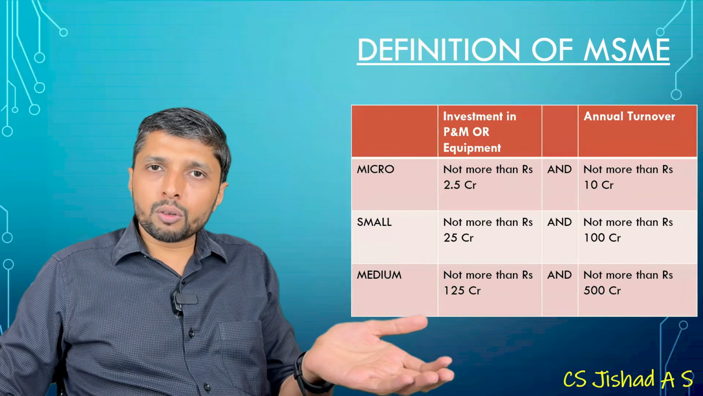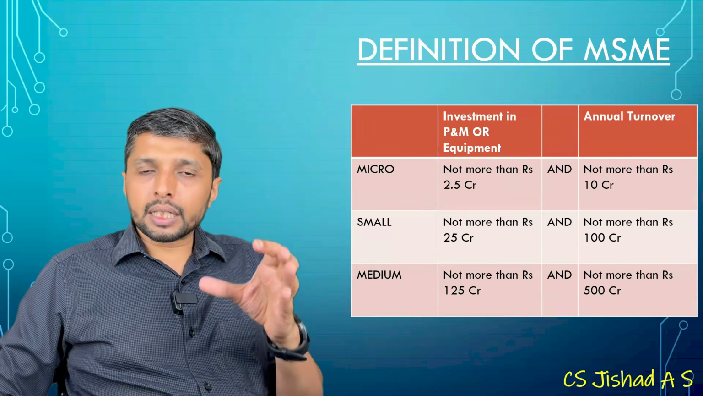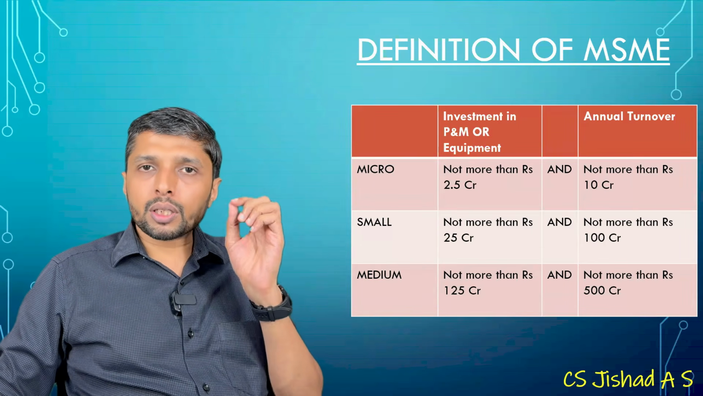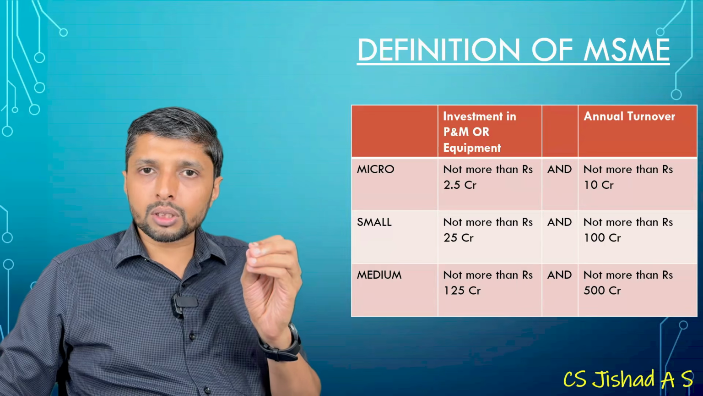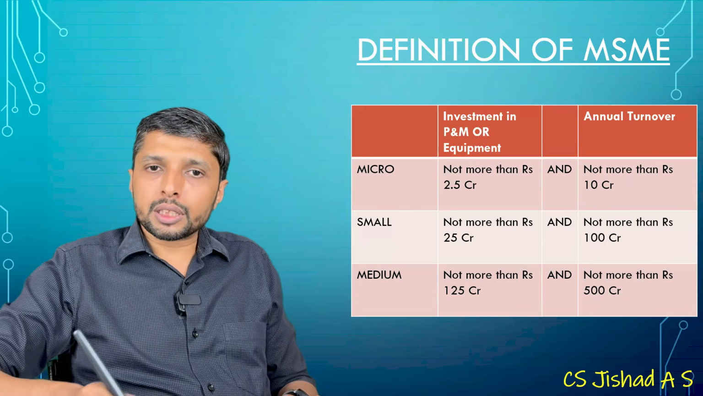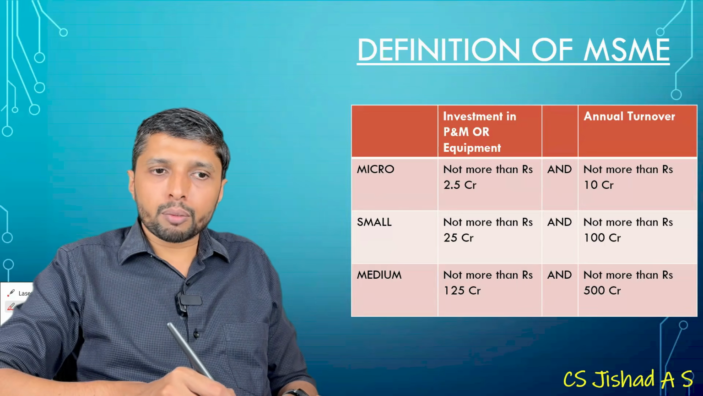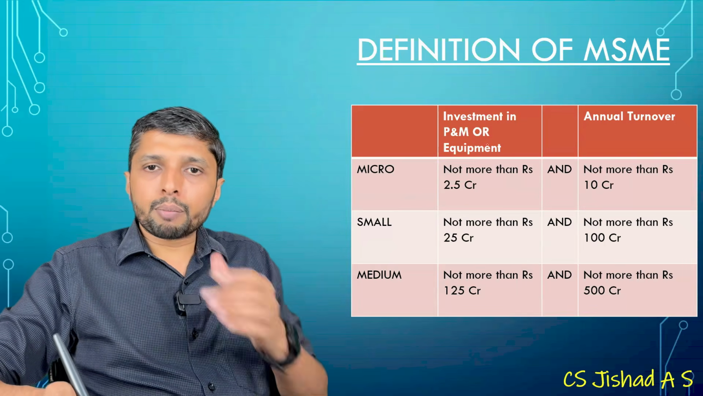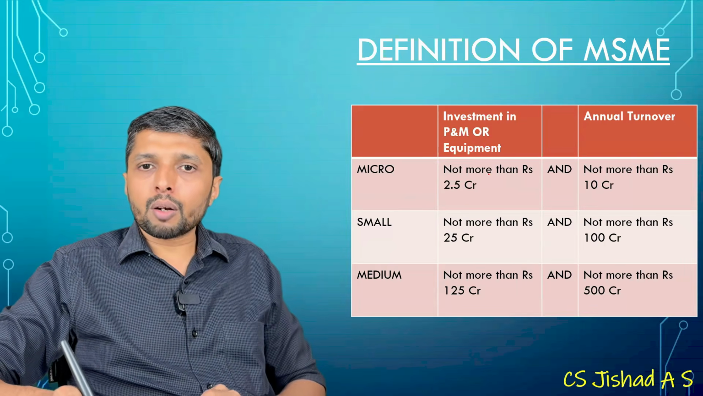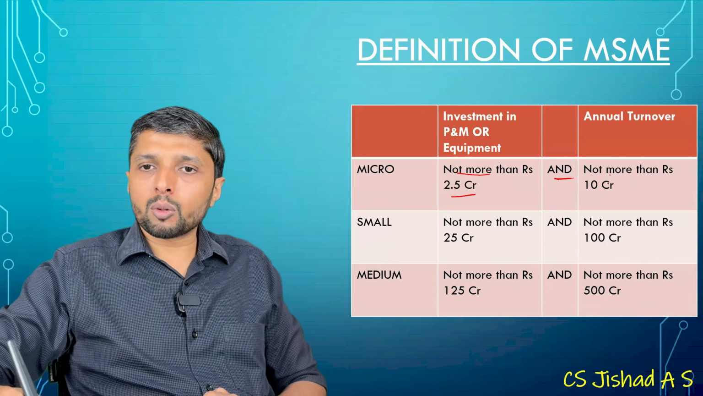With respect to the provisions related to MSME, there is an amendment with respect to the definition from 1st of April 2025, which is specifying that in respect of your micro, the investment in plant and machinery or equipment should not be more than 2.5 crore and not more than 10 crore.